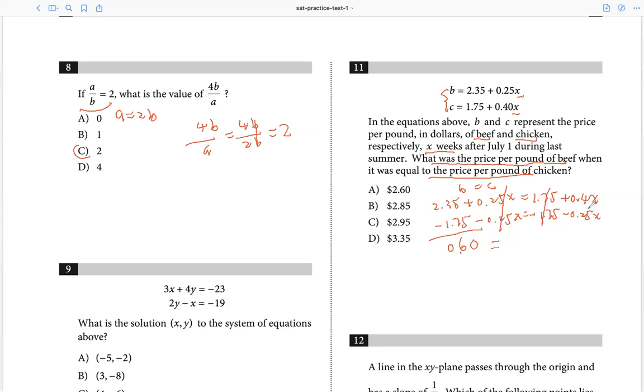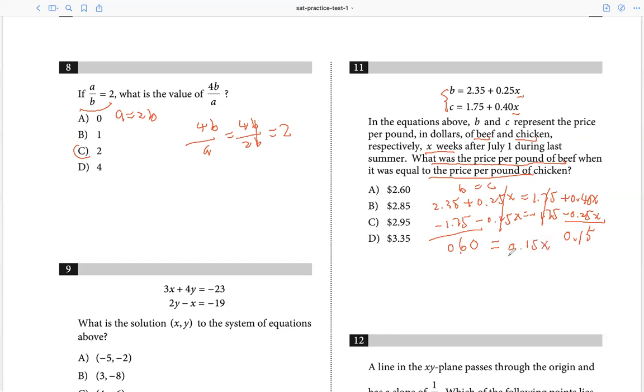On the right-hand side, we have 0.40. Well, let's add a 0 here. Minus 0.25. So borrow 1 from 4, get 10 minus 5, that's 5. So 4 minus 1 is 3. 3 minus 2 is 1. So we get 0.15x.